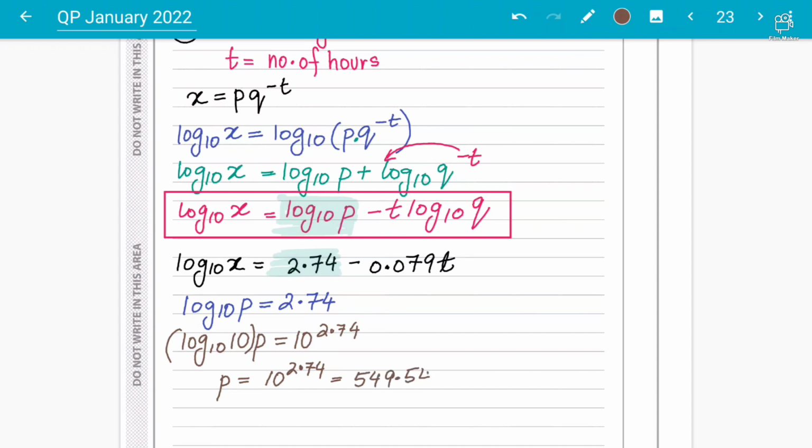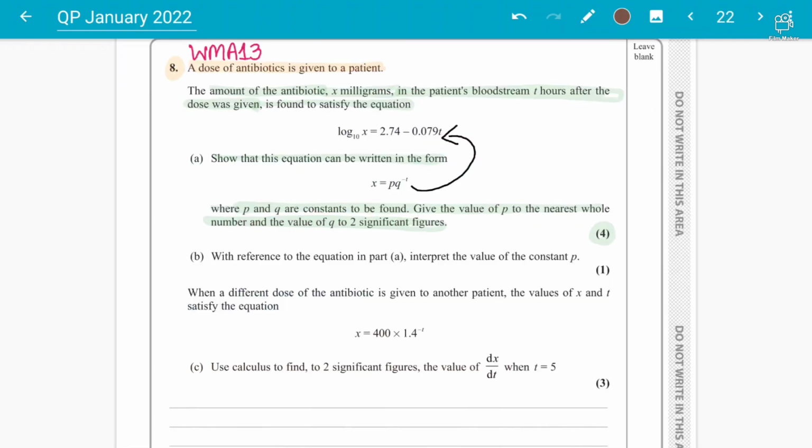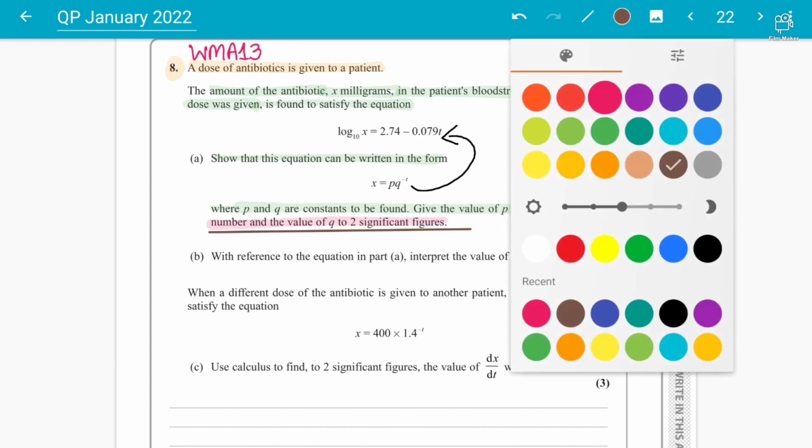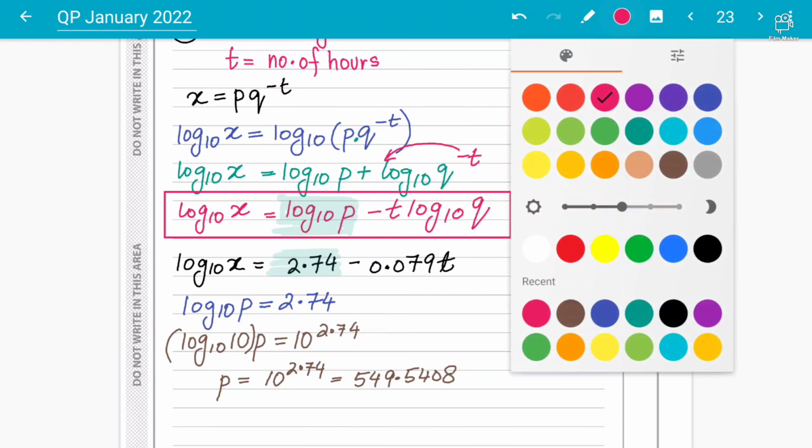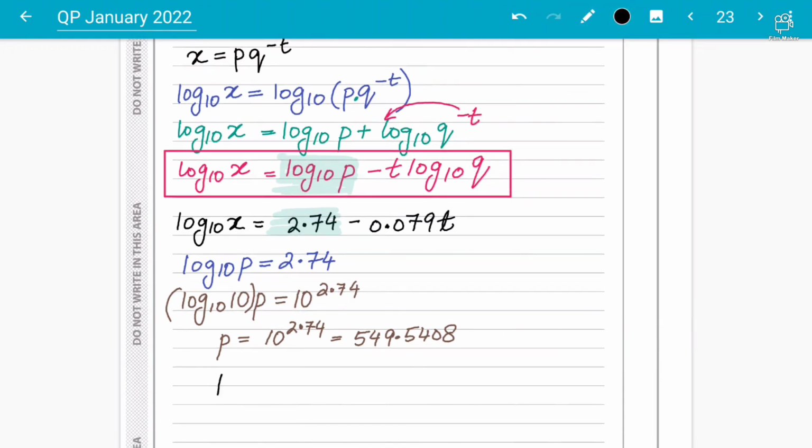408. So a lot of decimal values are coming. Let's see what the examiner is asking you to do. It is asking you for the value of q to two significant figures. So let me highlight and put it in brackets. If we need two significant figures, it indicates that the p value is going to be 550.